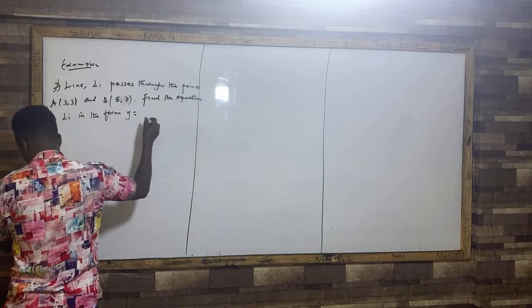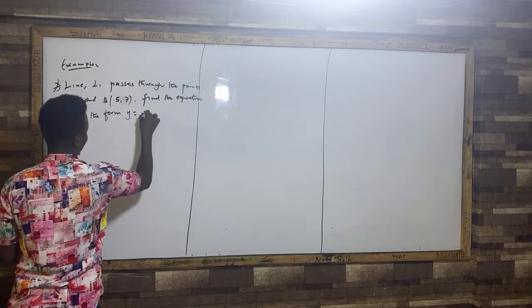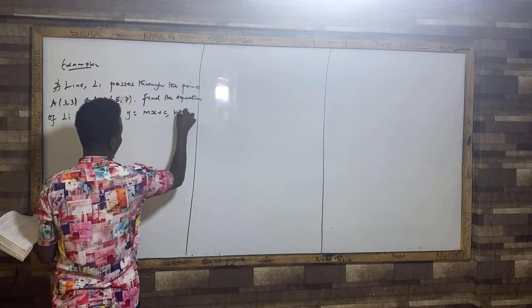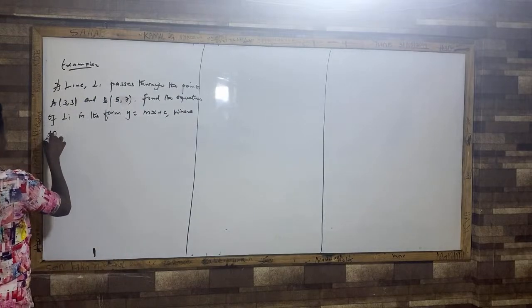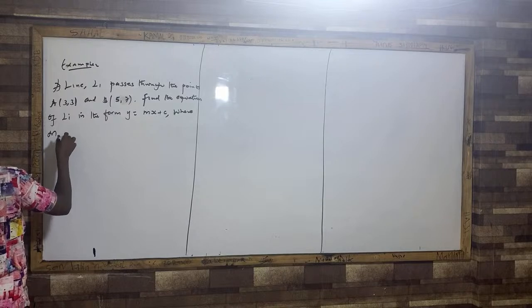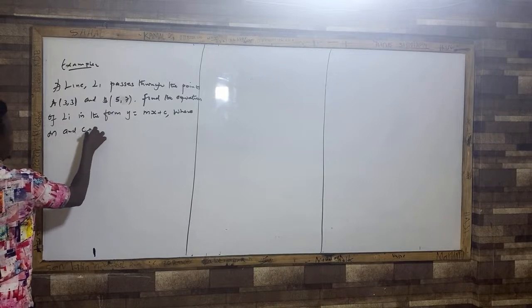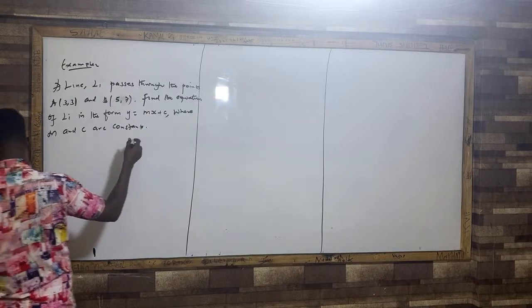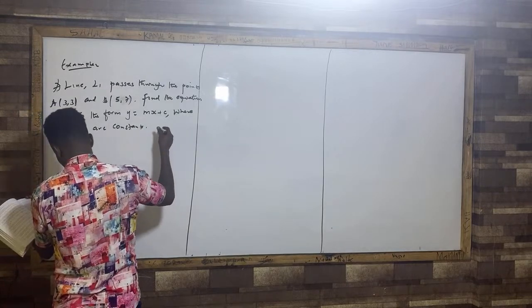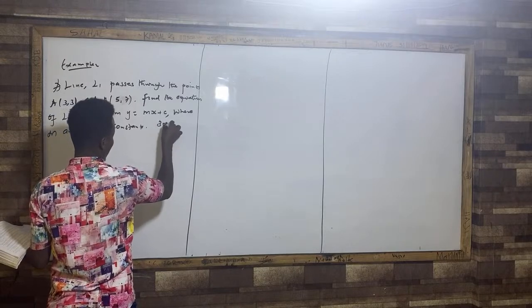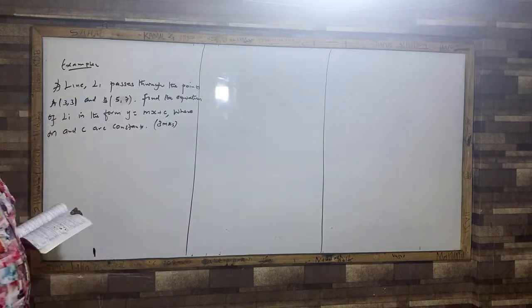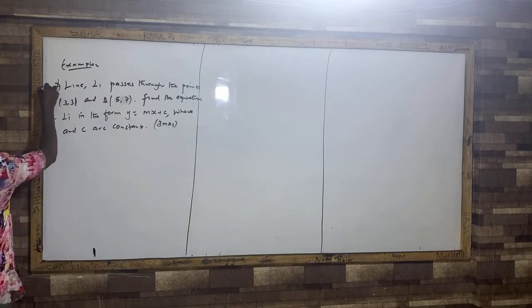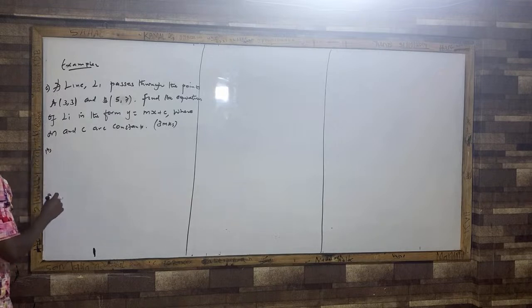y = mx + c, where m and c are constants. This is carrying 3 marks. Then question B, this is question A, question B within the same question.